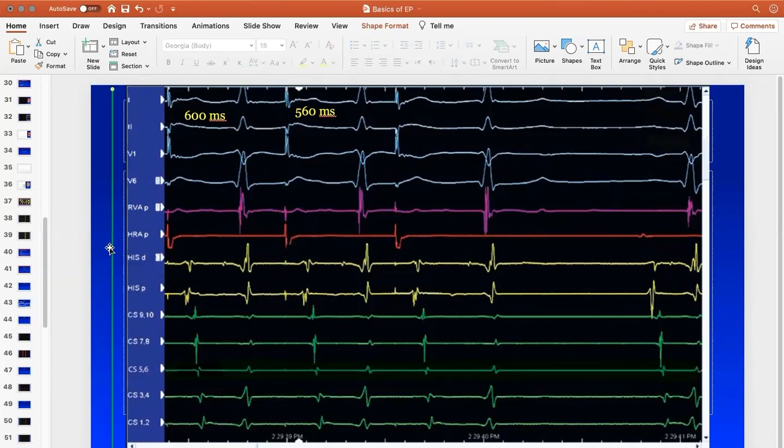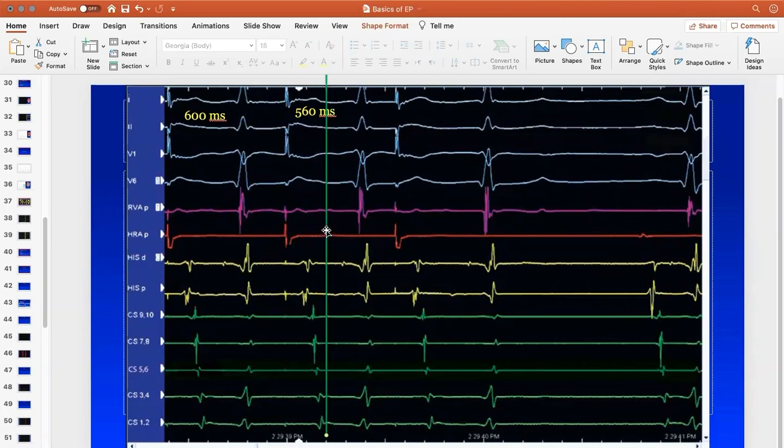So that's a good point, but I think the better way of saying it: if you're conducting through the AV node, the A has to go through the AV node, which is marked as the HIS bundle. And then from the HIS bundle, you go to the ventricle. I think that's probably the better way of phrasing it. Because if you see, we're pacing, we're capturing the atrium, and this is your ventricle because this is the V. And what is this? The HIS. That's the HIS. So A, H, and then V.